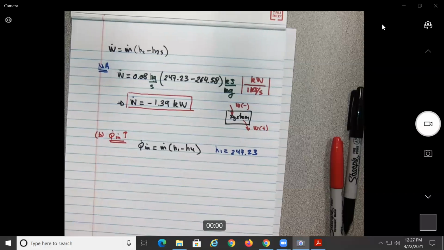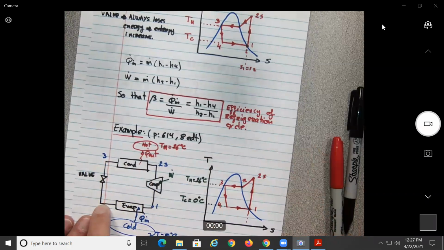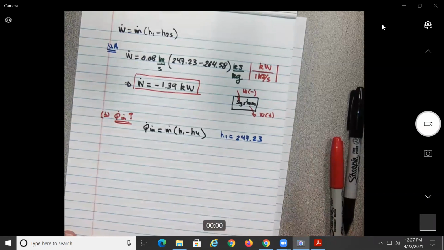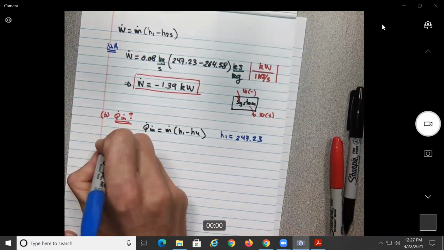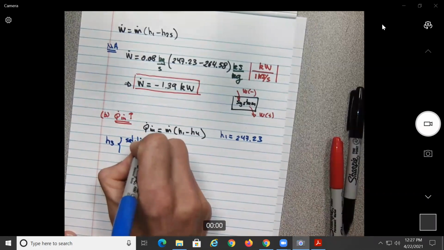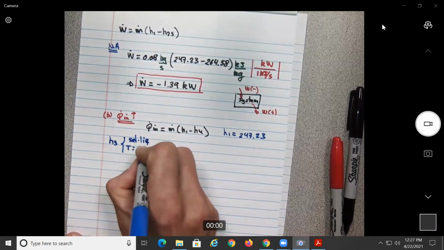Okay, so now we need to look at the figure. So we have 3 and 4. Let's first go and find 3 very quick. We can find 3 because we know it's saturated liquid, and we know the temperature. So H3 is saturated liquid, and it is at T equal to 26 degrees Celsius.